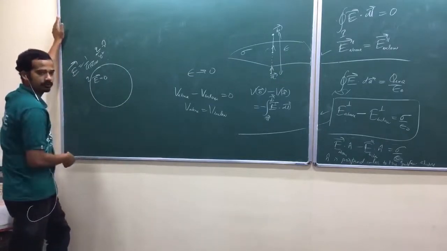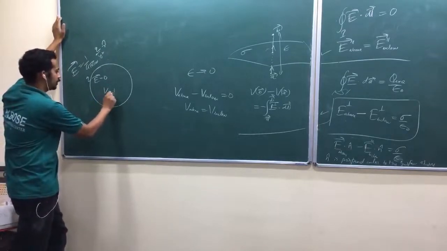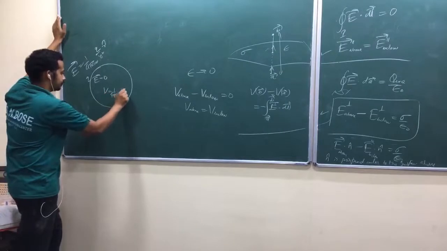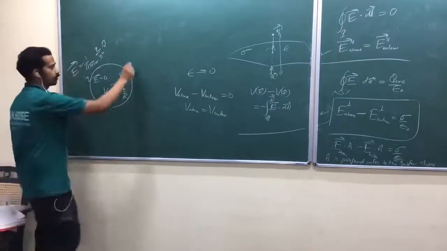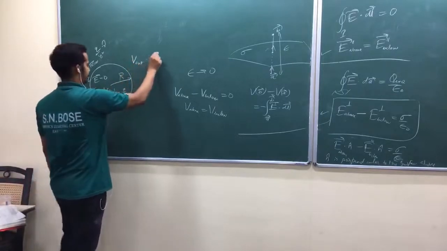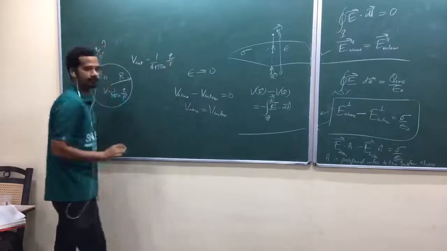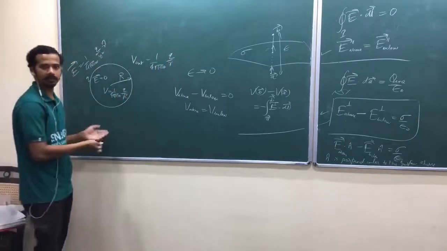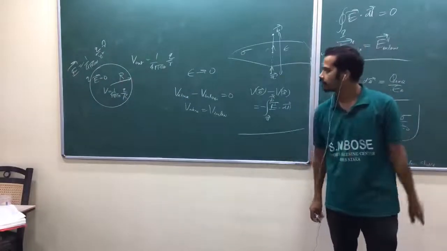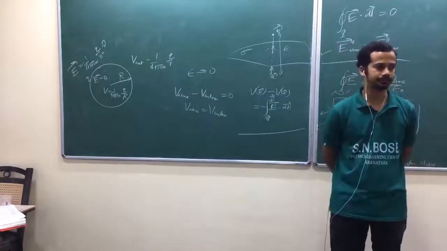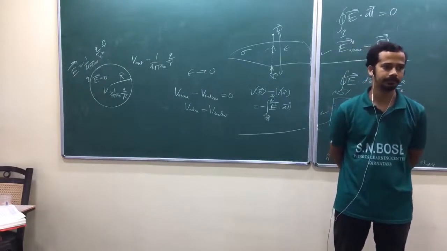You can show that by taking that one. But what was the potential inside? Any idea? What was the potential outside? When you put r equal to capital R, that means on the surface where you have surface charge, the potential is continuous. Is that okay? Potential is continuous.